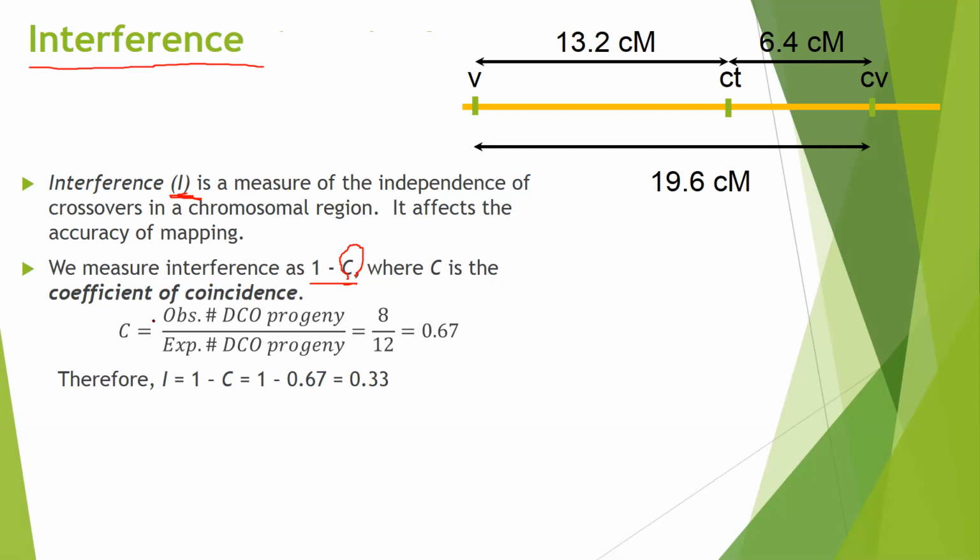All right. And C is defined as a ratio of what? The ratio of observed double crossover progeny. So this is from our data, right?